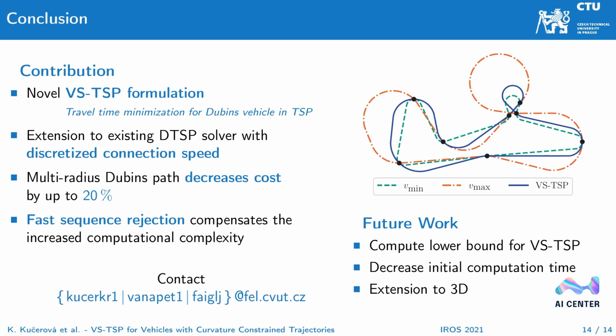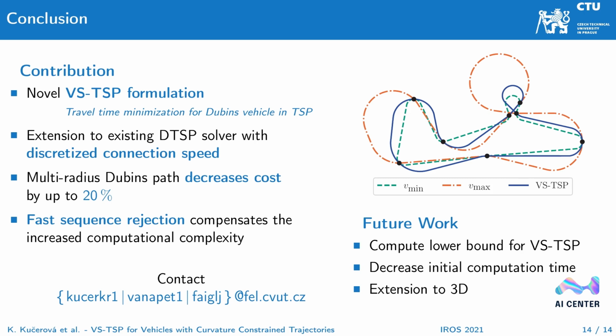The travel time of the found tour decreases up to about 20% when using the multi-radius Dubins path that exploits different turning radius at each circle segment. Because the number of samples is increased at each location, the computational complexity is increased. In the proposed solution, it is compensated by employing the fast sequence rejection technique.